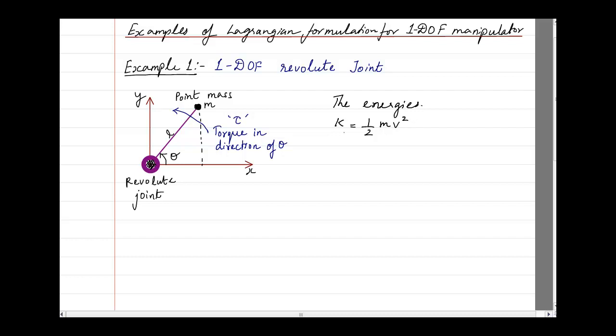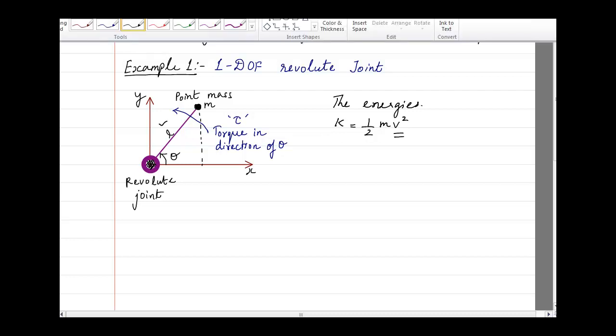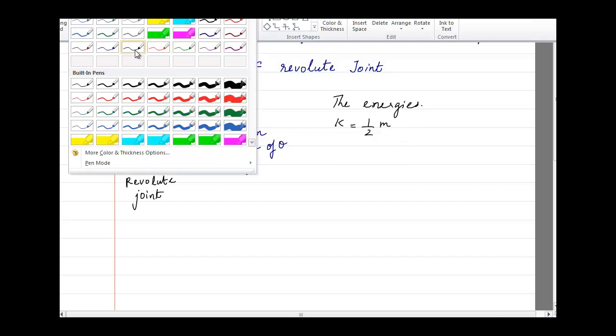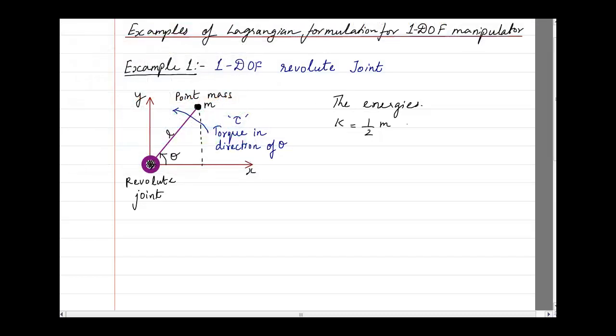Now generally the kinetic energy is written like this, but for the case of a revolute joint, or a revolving mass, the velocity is given by the length of the link and the angle. So I can write the velocity as L theta dot, the whole square.